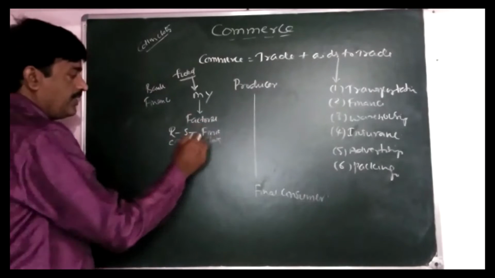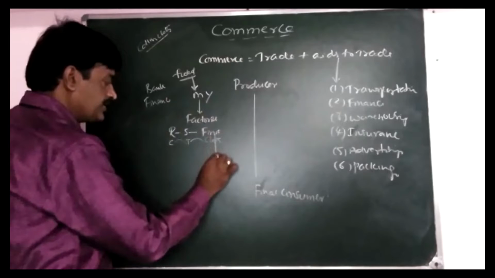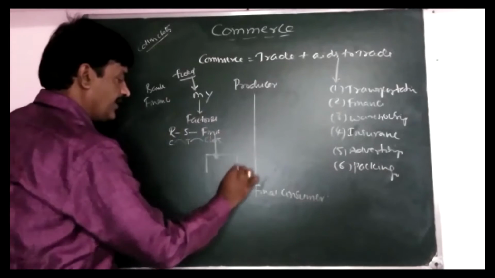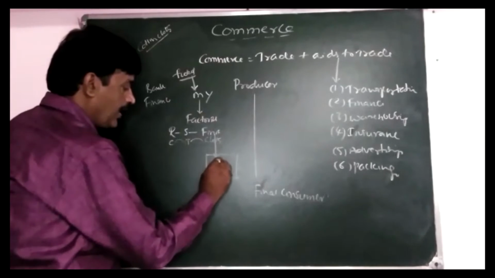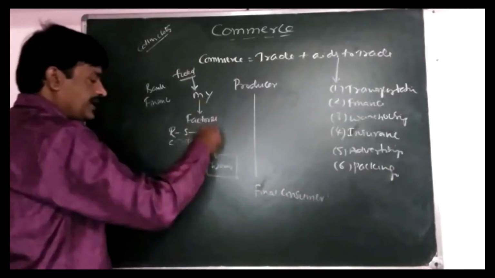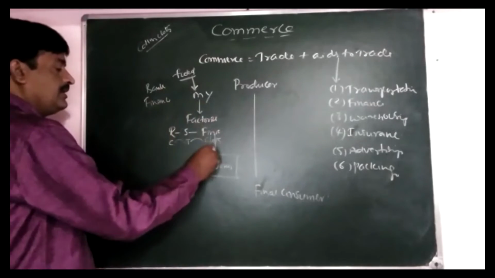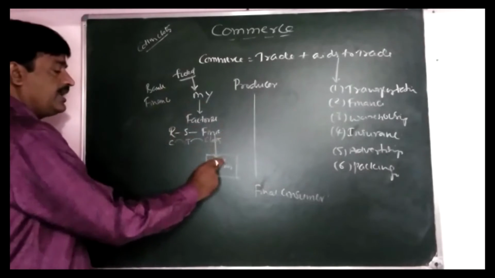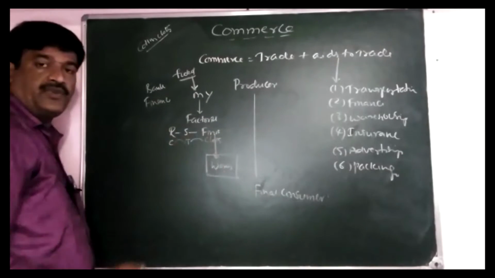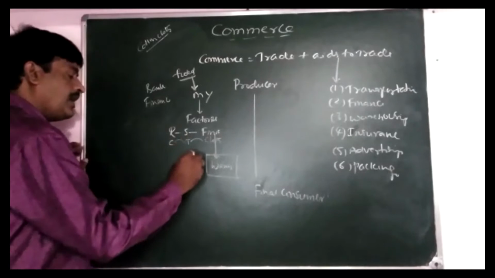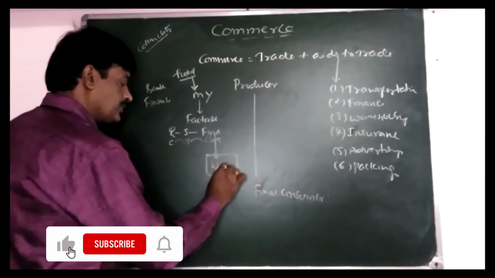After producing the finished product, the same finished goods are kept in safe custody. That place is called a warehouse. Until demand is created in the market, we keep the goods in safe custody by way of the warehouse facility.